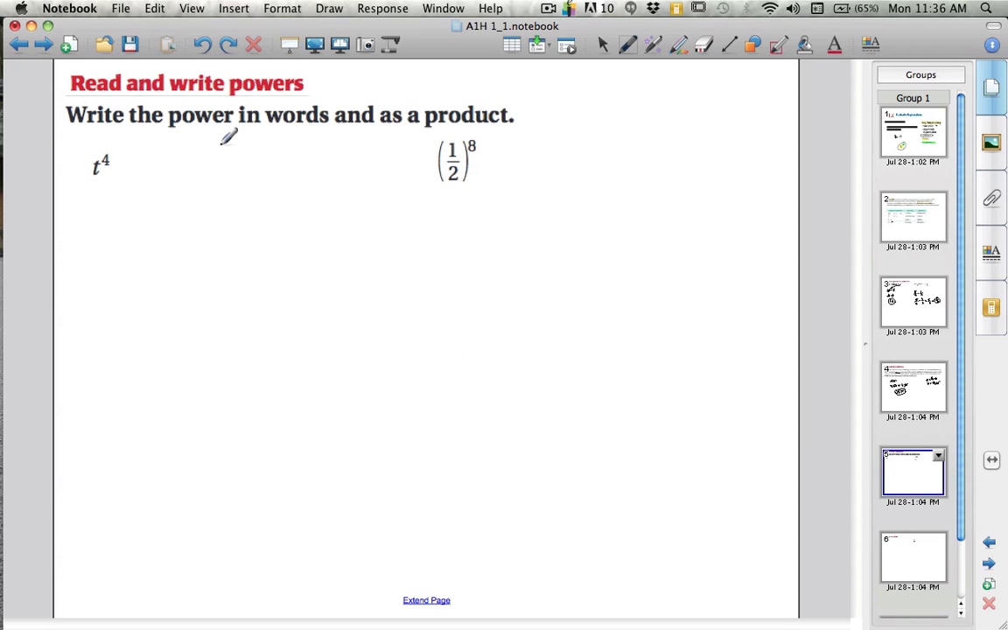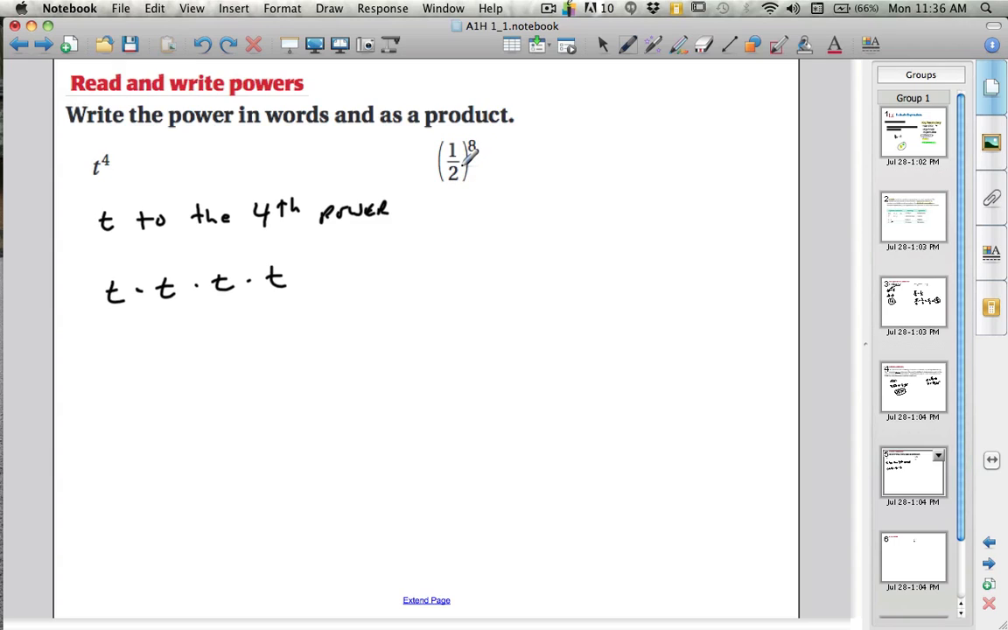Okay, if we want to write the power in words and as a product, if I wanted to write it in words, it would be t to the 4th power. If I wanted to write it as a product, what this means is 4 t's multiplied together. It would be t times t times t times t. So the exponent really represents multiple multiplication events using the same value. Okay, so in this case there were 4 t's being multiplied together.